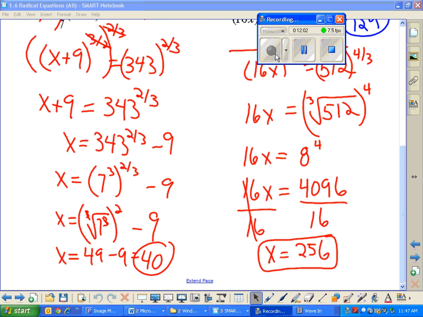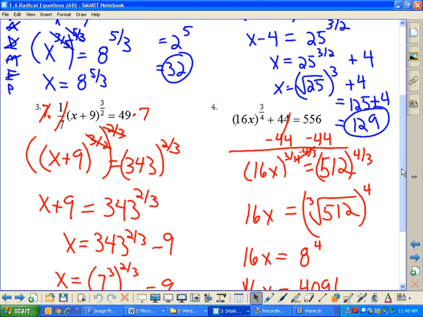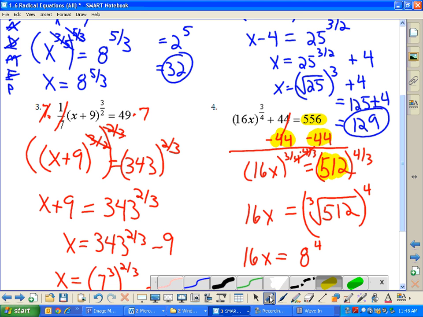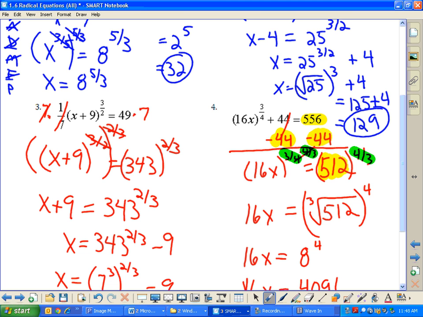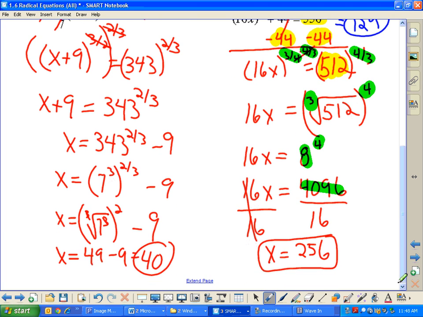All right, so your answer to the last problem, a lot of you are coming up with it right now, I can see. You did a nice job. So you do go backwards through the order of operations. As I walked around and took a look, you are subtracting 44 from both sides. 556 take away 44 is 512. And then from there, you have to get rid of your 3/4. So you raise both sides to the 4/3 power, which means that you end up taking the cube root of 512 and raising it to the 4th power. That's like 8 to the 4th power, which gives you 4096. Divide both sides by 16. 256 is your final answer.